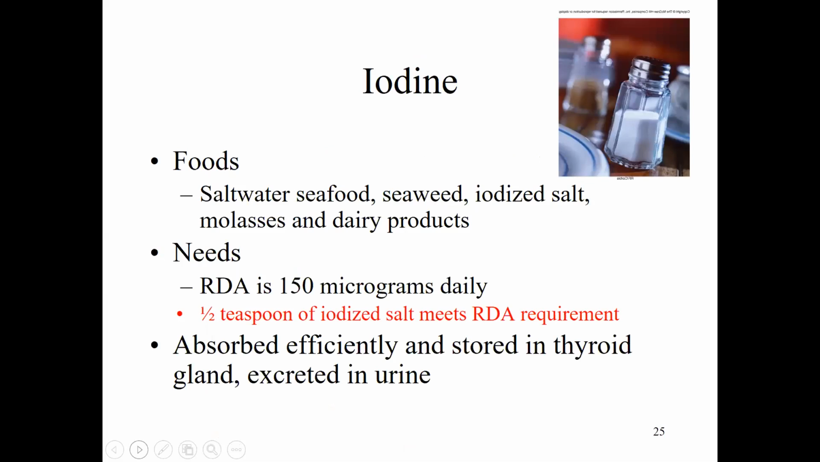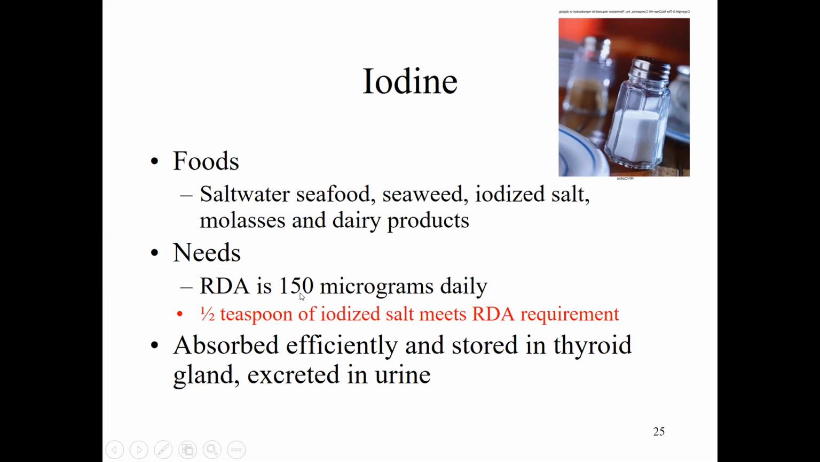Iodine, I always find kind of interesting. If you've ever noticed salt at the store, we'll say iodized salt. Iodine is found naturally in salt water, seafood, and seaweed. If you don't eat a lot of those products, you have to get it through iodized salt. It's also found in molasses and dairy products.